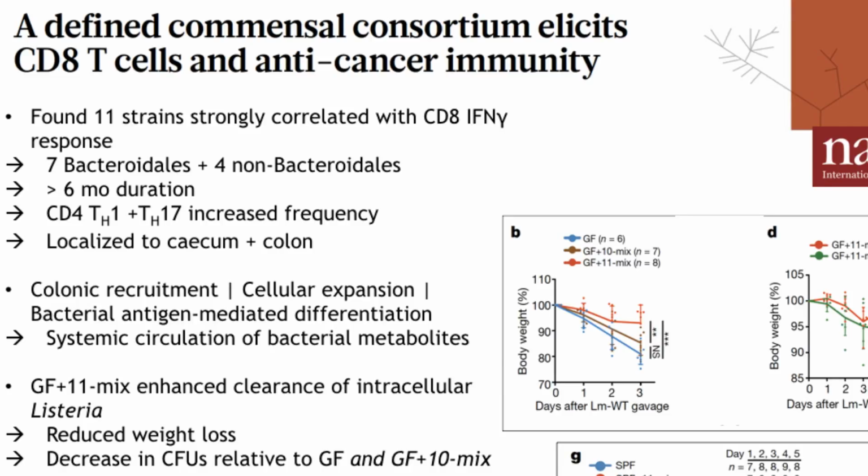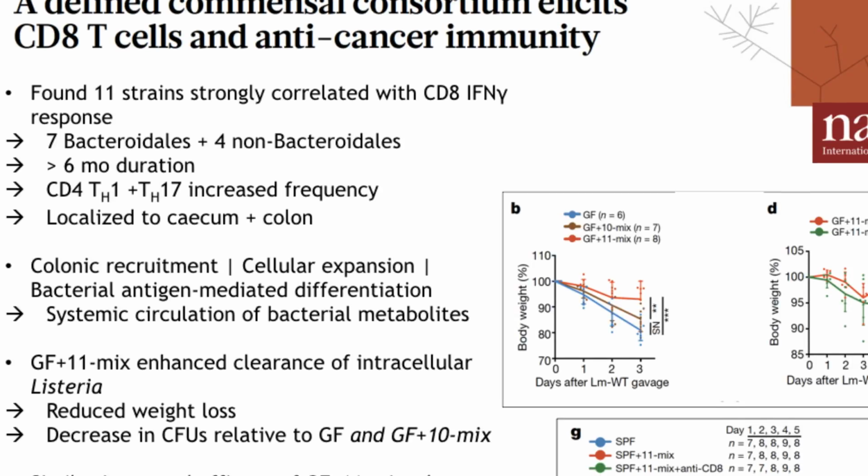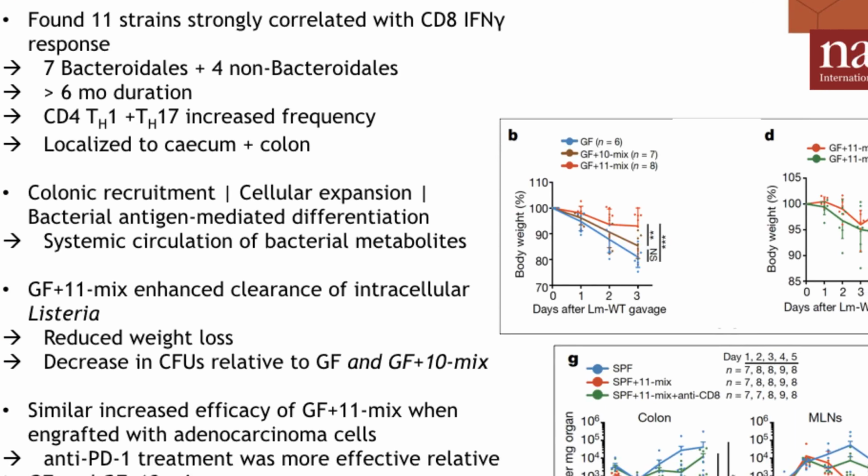And they saw that the antigens presented by this particular bacterial consortia was able to mediate differentiation of the T cells, T cell receptors in various ways that allowed them to recognize some of those bacterial antigens. They hypothesized that there is also some systemic effects due to the circulation of some of those bacterial metabolites. So things that are secreted within the gut might be able to make their way into the bloodstream and have better immune responses throughout the entire system of the mouse. But they did not definitively show this.